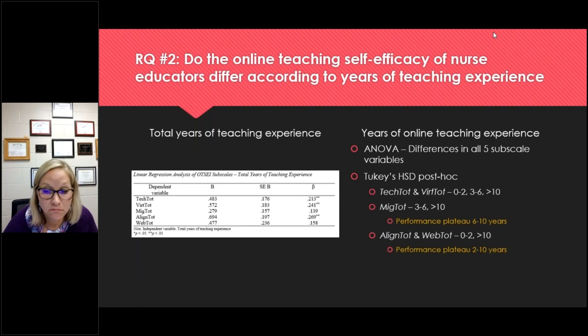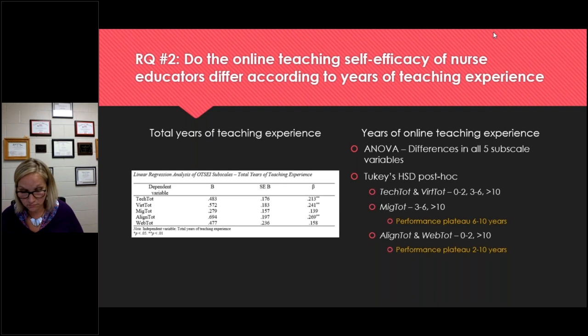Research question two, do the online teaching self-efficacy beliefs of nurse educators differ according to years of teaching experience? I measured teaching experience in total years of teaching experience, and then that specific to online education only. So within the total years of teaching experience, there was not a significant linear relationship between any of the subscale variables. So typically your beta values need to be greater than 0.3, 0.4 to indicate at least a moderately strong relationship, and that was not the case here. So there were no statistically significant linear relationships there.